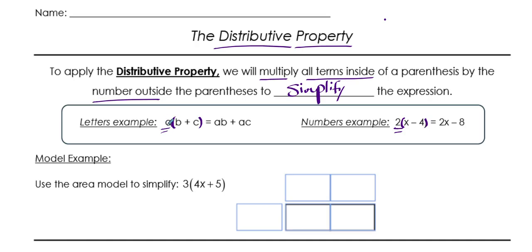So we take whatever's on the outside of the parentheses and we multiply it by everything inside the parentheses. So A gets multiplied times B. That's what that's showing there, A times B. And A gets multiplied times C. That's why we're showing A times C there. Same thing on the number example. 2 gets multiplied times the first term, so that becomes 2x. And 2 gets multiplied times that negative 4, which becomes that negative 8. So we distribute the number in front into all the terms on the inside of the parentheses.